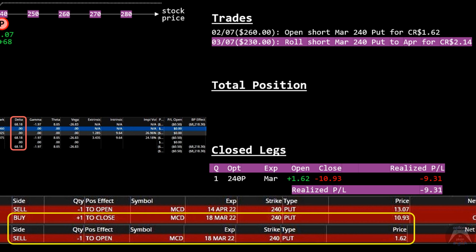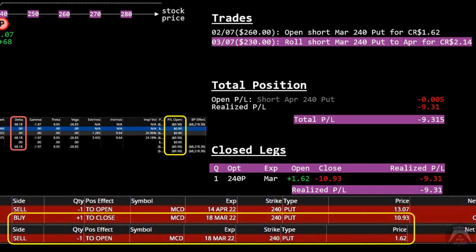We can see on our monitor page that our open P&L is barely 50 cents total, so it's a tiny loss of half a cent per contract. Together, the open P&L of minus 0.005 and the realized P&L of minus 931 give us a realistic look at our current P&L for the whole position, a loss of 9.315 per contract.